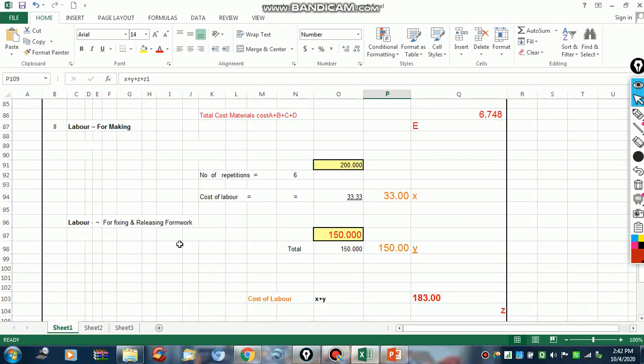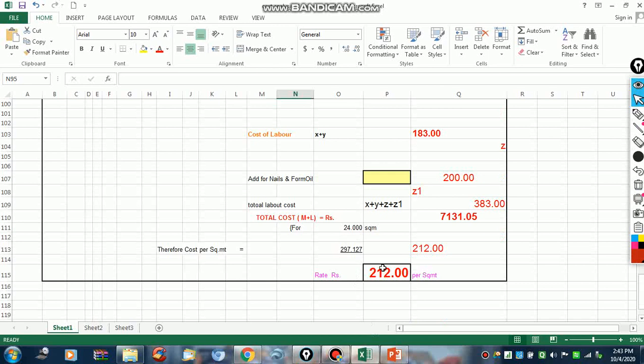Now labor for making: 200 rupees per square meter, number of repetitions will be 6, that means 33 rupees. For fixing and releasing a formwork, 150 rupees. So the cost of labor will be 183 rupees. So add for nails and form oil 200 rupees, this I call Z1. So the total labor cost X plus Y plus Z plus Z1 is 383 rupees.